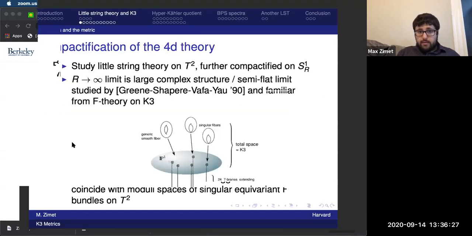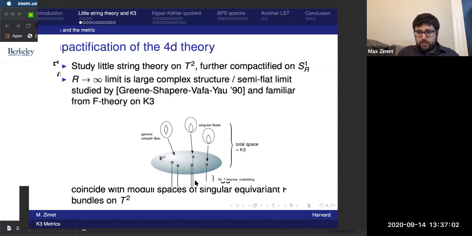Okay, so now I can explain our approach for describing metrics in this approach. Namely, we studied the little string theory compactified on T2, and then we further compactify on a very large circle. I call this S1R. The radius of that circle is R, and capital R is what's going to give us a perturbative parameter in order to describe this moduli space. So R goes to infinity.